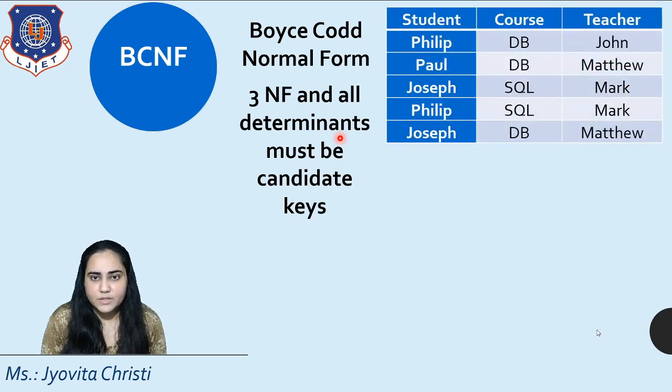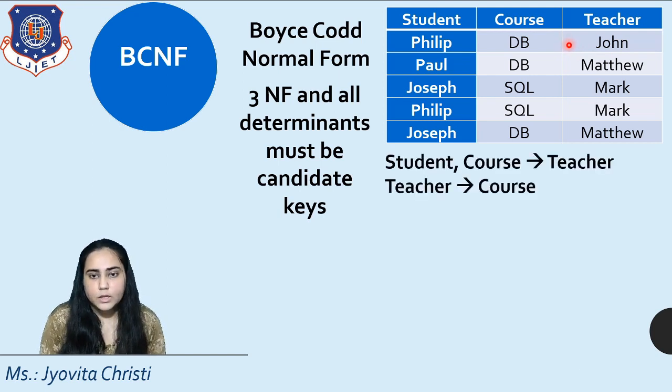So if you consider this table, it contains students Philip, Paul, Joseph, three students, and courses DB and SQL, and teachers John, Matthew, and Mark. Now this is what the table looks like. And you can see from the table data that Philip is learning DB and is being taught by John. So this is what your data looks like.